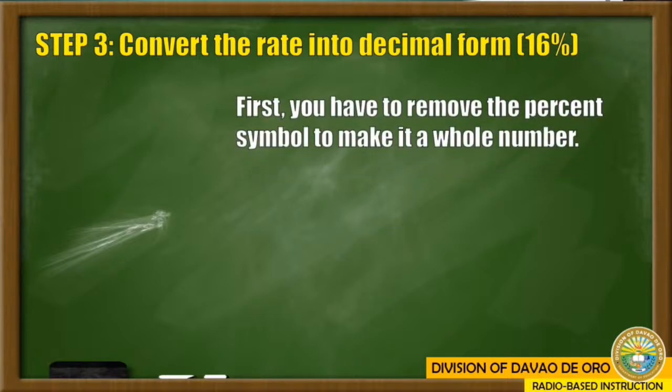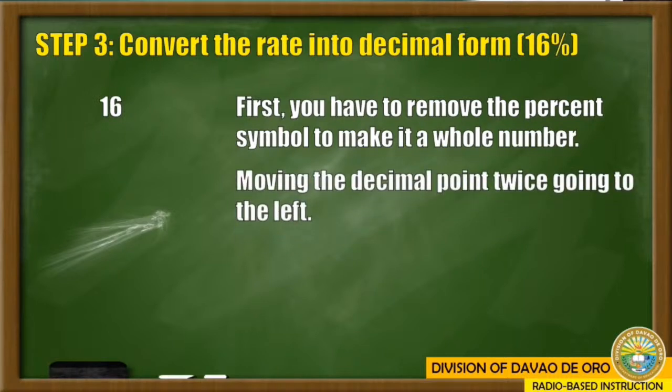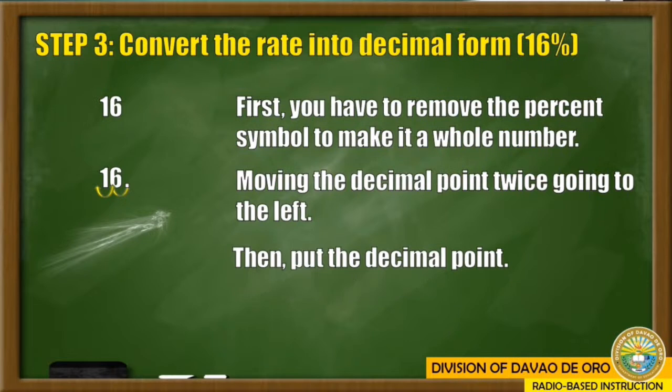Step 1. First, you have to remove the percent symbol to make it a whole number. So what would it be? Good job, 16. Step 2, moving the decimal point twice going to the left. So we have an imaginary decimal point here. Then we will move the decimal point going to the left twice. 1, 2. Then put the decimal point, which happens like this.